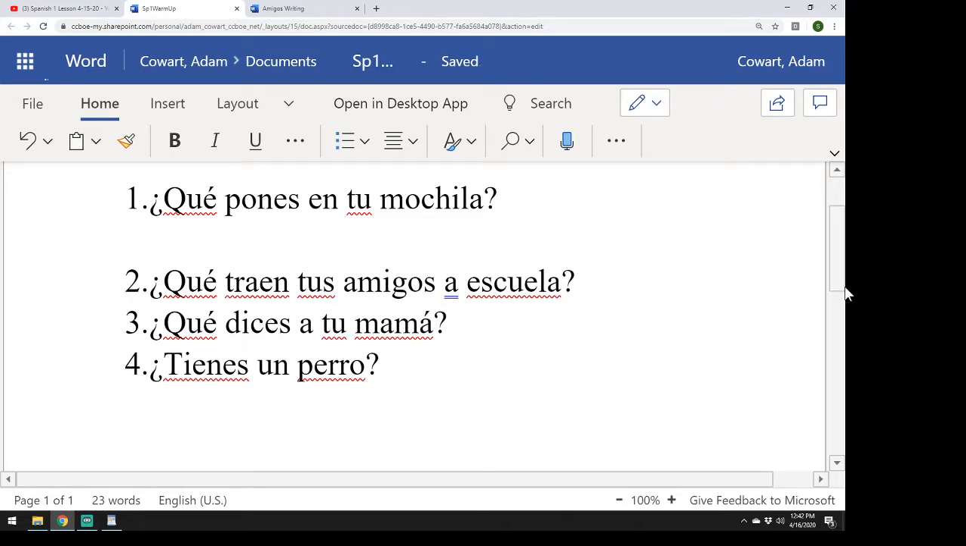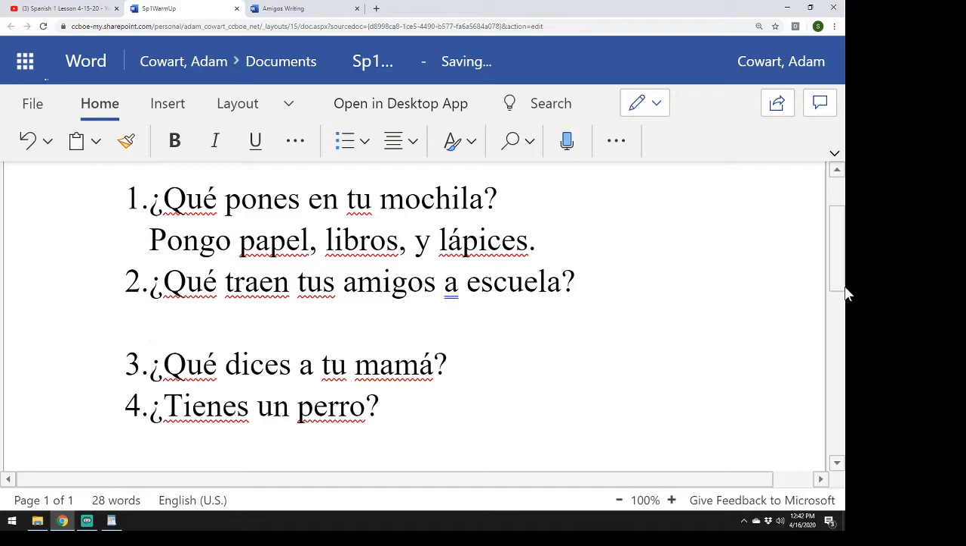All right, so to answer the question, ¿Qué pones en tu mochila? What do you put in your backpack? You could say something like, Pongo papel, libros y lápices. I put paper, books, and pencil. Okay, número dos. ¿Qué traen tus amigos a escuela? What do your friends bring to school? You'll notice this is conjugated for they. What do they bring? Okay, so you would say something like, traen papel, mochilas, etc. They bring paper and backpacks.